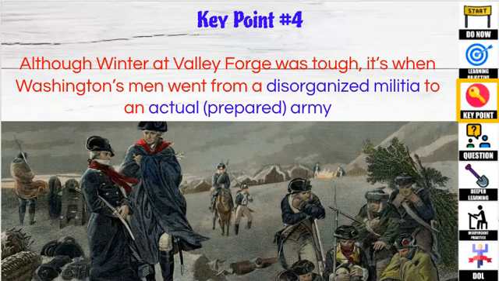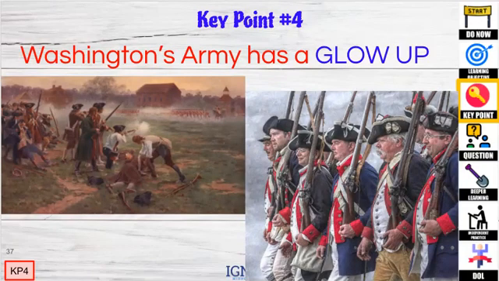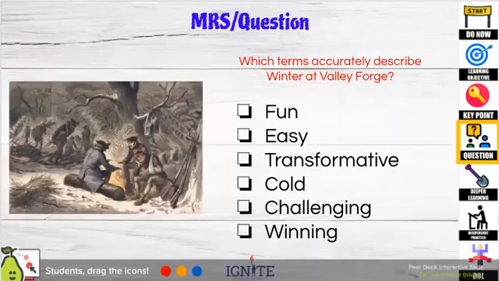So during this winter at Valley Forge, Washington's army really has a glow up, right? They go from being this group of scraggly men who are like, okay, I have this weapon and I think I have a winter coat, to having uniforms and having order and having a system to be able to fight and defeat the British.